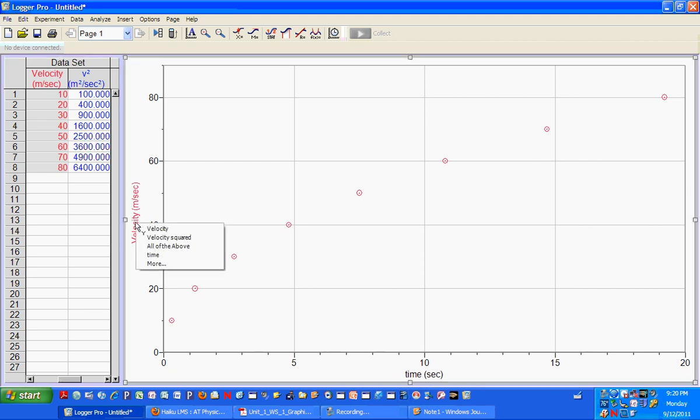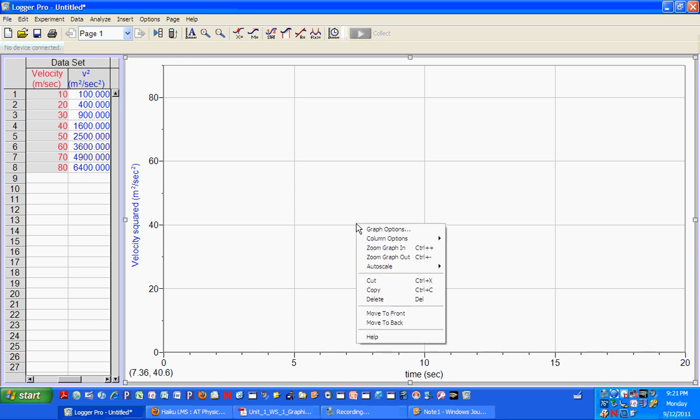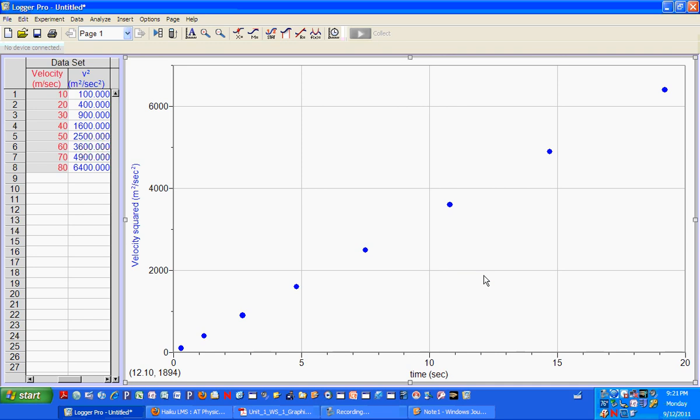To switch this to velocity squared versus time, I click on the label. I change it to velocity squared in meters squared per second squared. And my graph seems to have disappeared, but in reality, it's still there. But what I need to do is auto scale so it winds up on the graph. And there it is. It's a nice straight line.